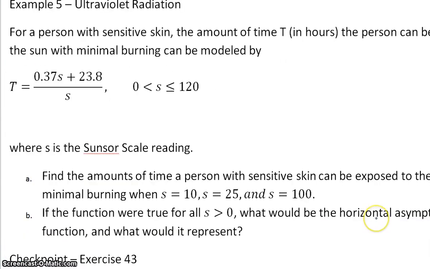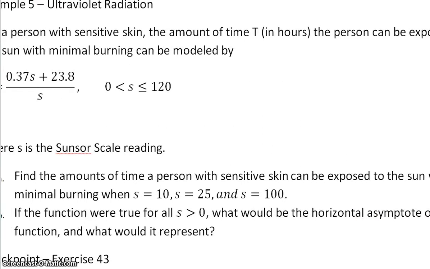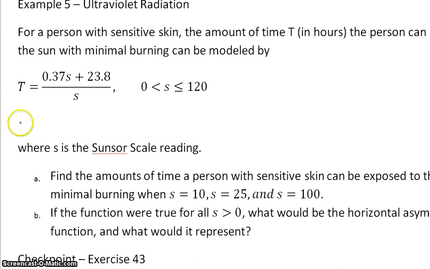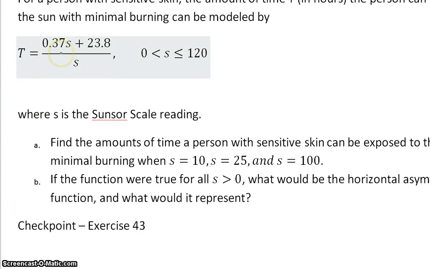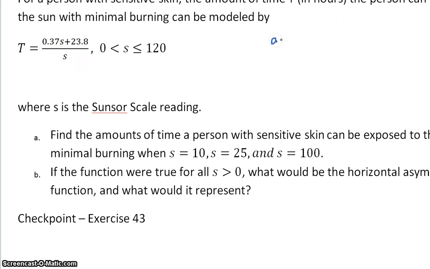Now let's take a look at the last one. For a person with sensitive skin, the amount of time in hours a person can be exposed to the sun with minimal burning is given by this function. Find the amounts of time a person with sensitive skin can be exposed when S is 10, 25, and 100. Well, I'm going to show you how it works with one of them, and then you can figure out the other ones. I can write them up there if you want to check them.